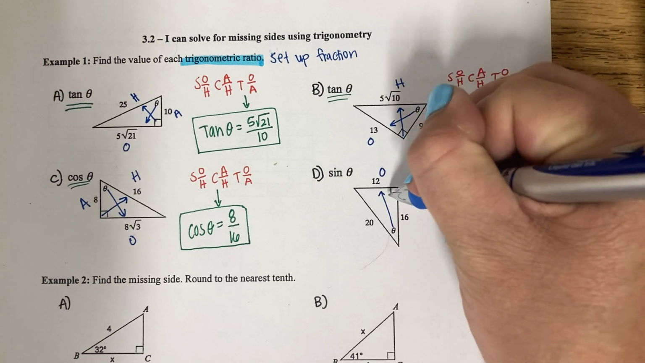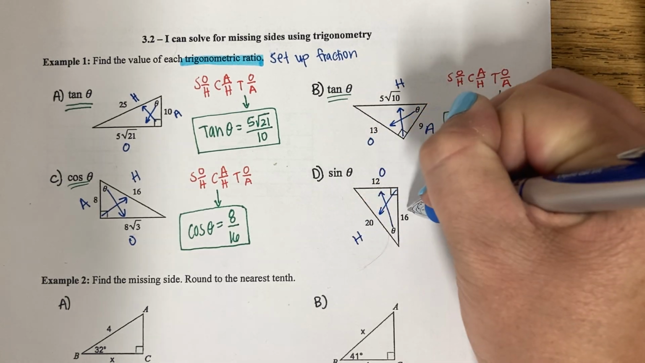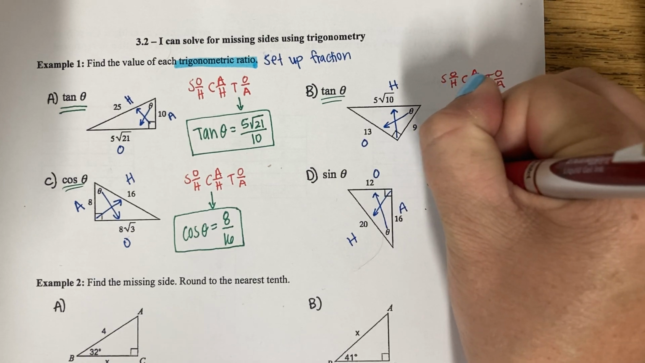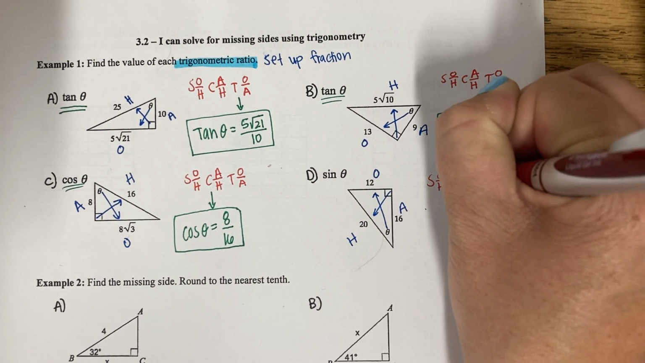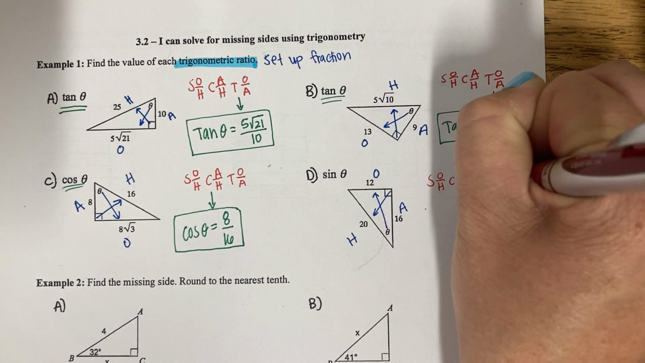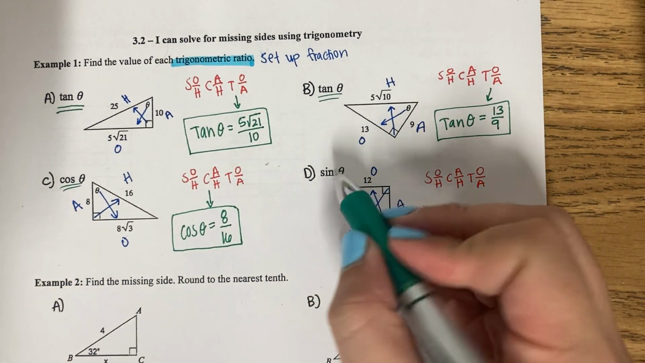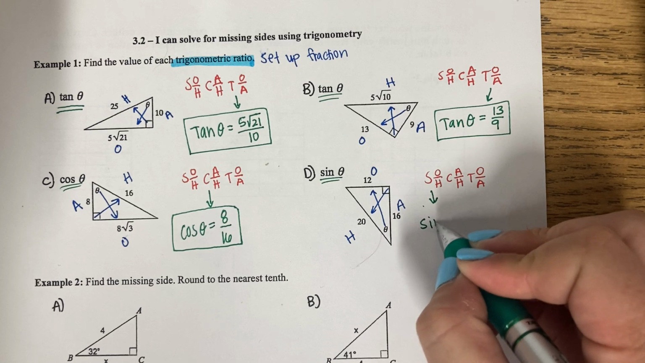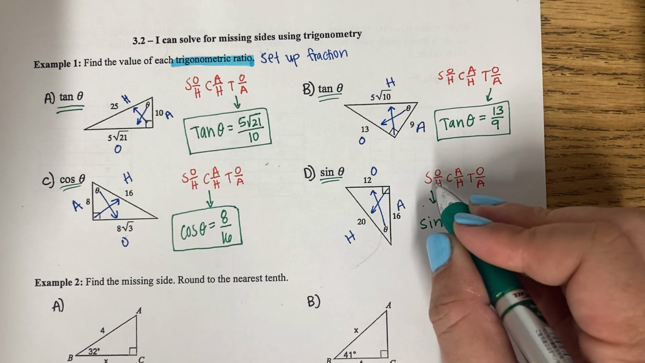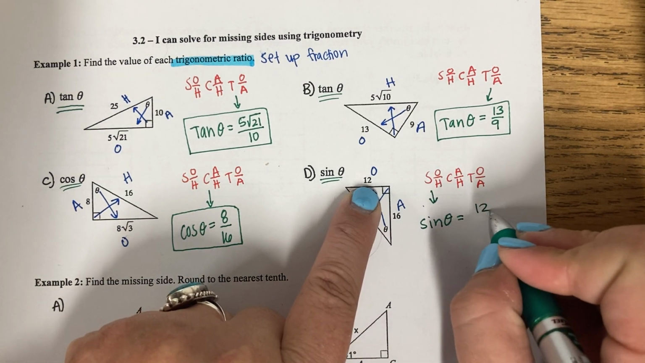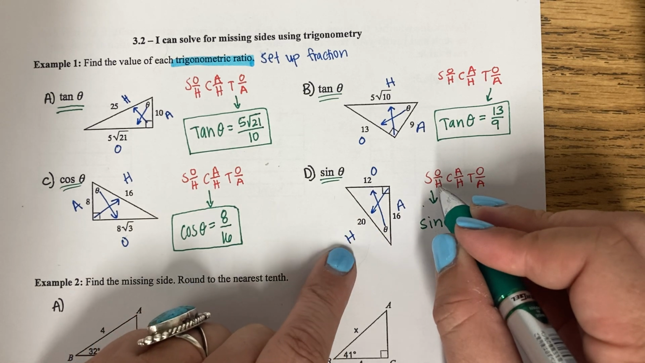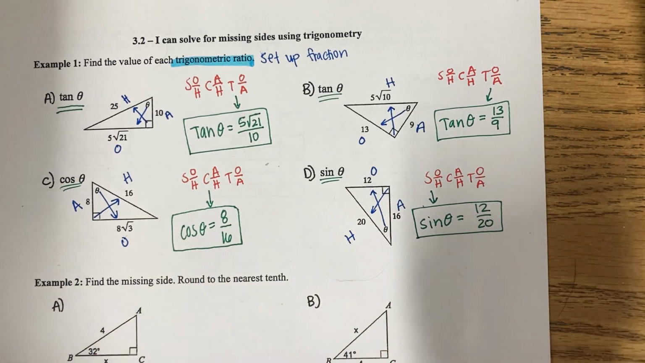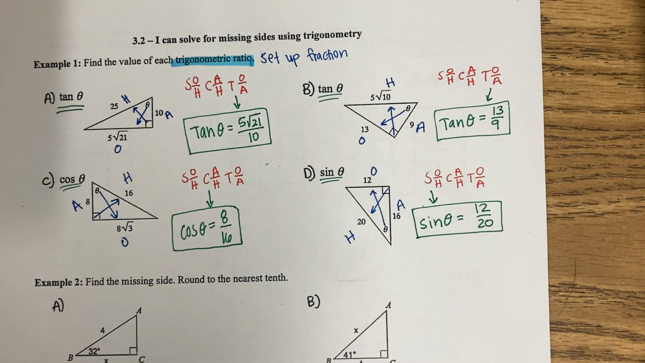O, H, A. So, SOH CAH TOA. We need to find sine of theta. Starts with an S. Sine of theta would be the O over the H. And that is our trig ratio.